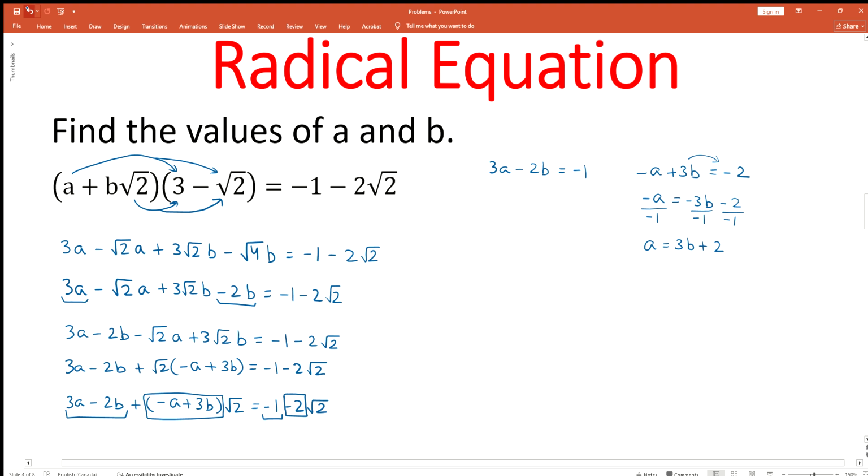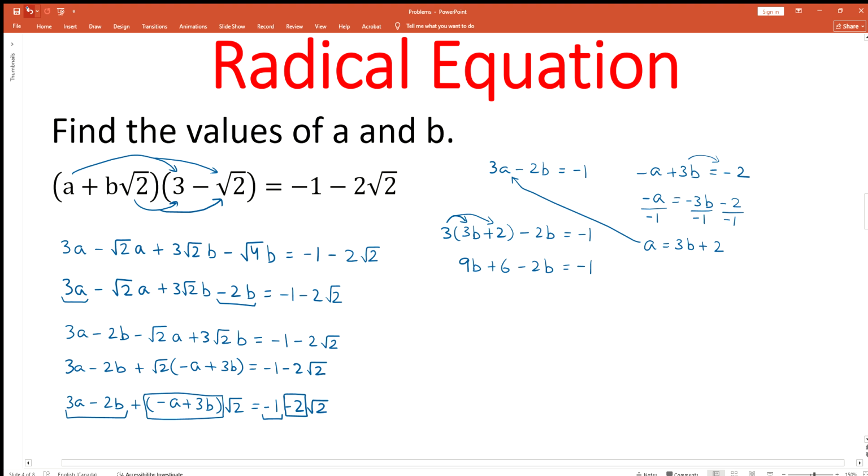Next, we can do the substitution for a. In the first equation, we can replace a with 3b plus 2. We can solve this equation to find the value of b. We should distribute 3 into the parentheses. We should multiply both terms by 3. I get 9b plus 6 minus 2b equals negative 1.